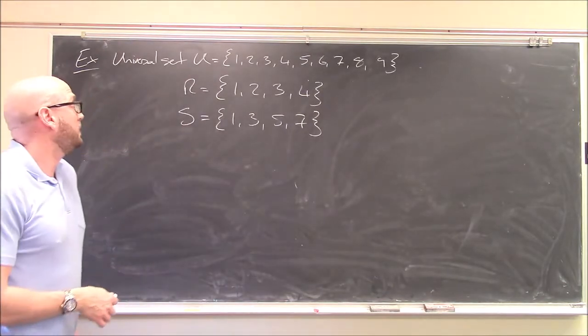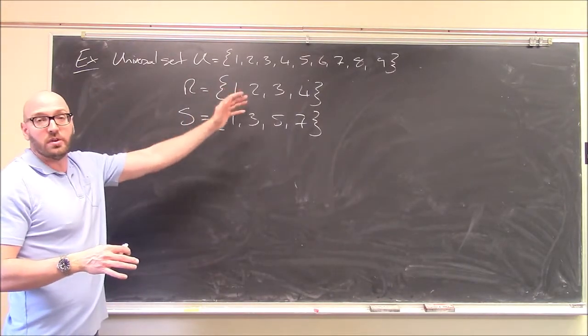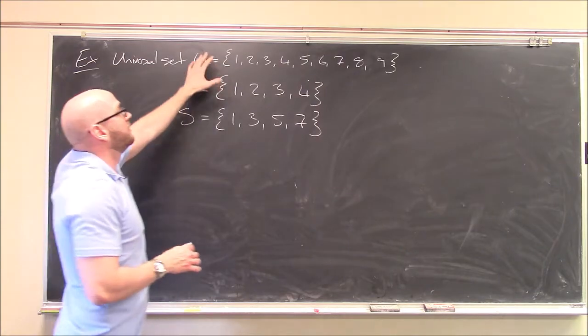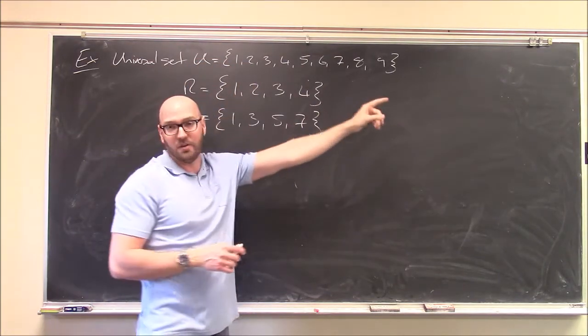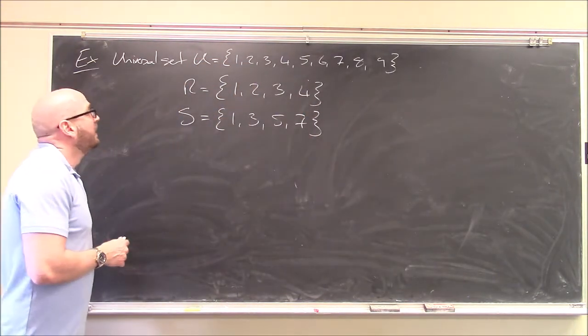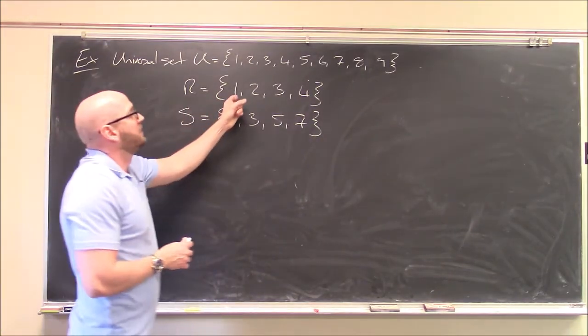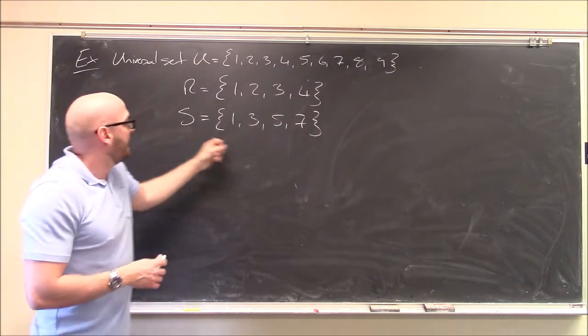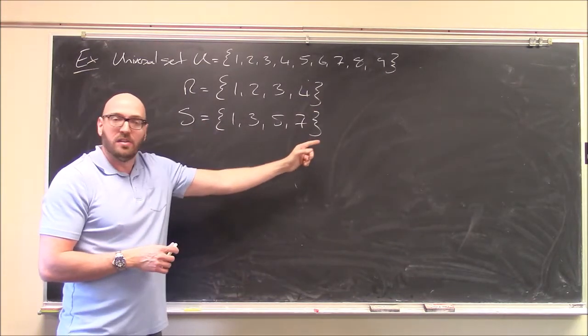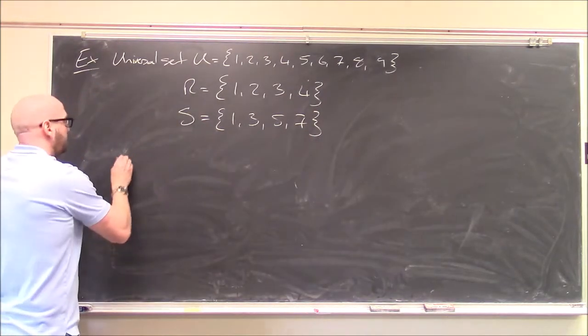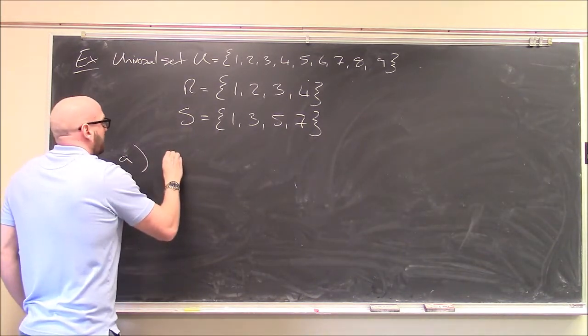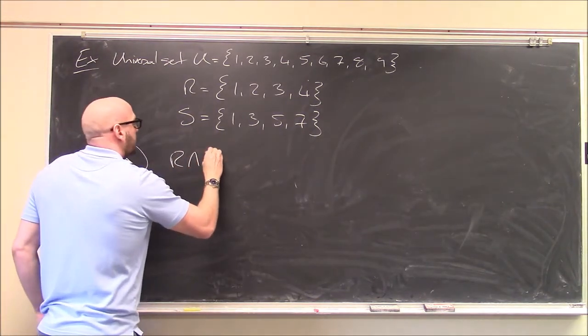All right, so here's an example. Our universal set, the numbers we're looking at and thinking about, is just the numbers 1 through 9: 1, 2, 3, 4, 5, 6, 7, 8, 9. And we'll look at these two subsets. R is the set consisting of 1, 2, 3, 4, and S is 1, 3, 5, and 7. So for example, let's do the intersection of R and S.